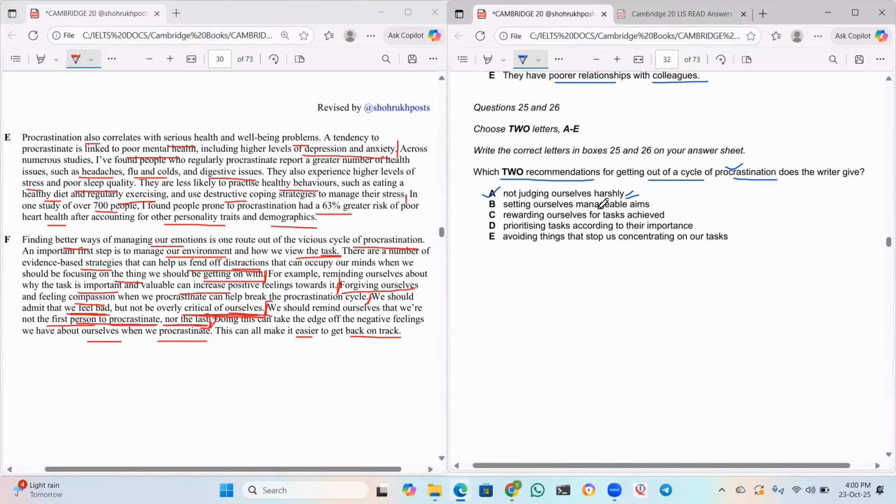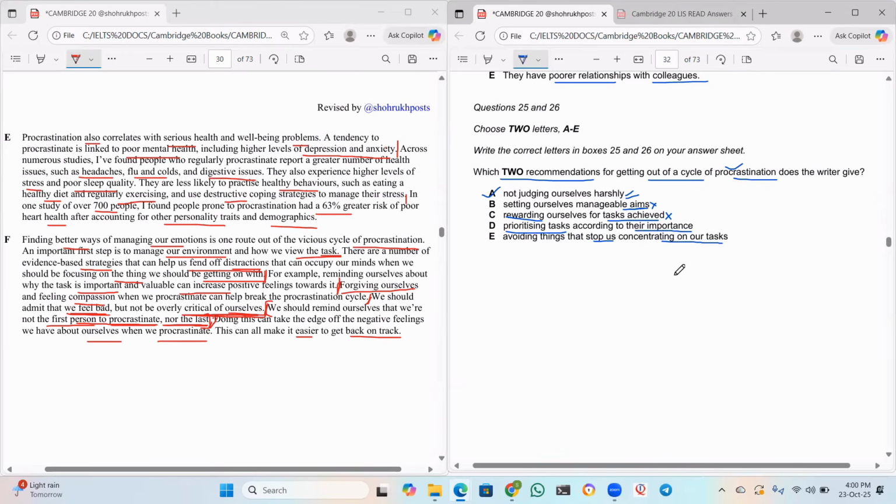Next, setting ourselves manageable aims. Did he talk about any setting of aims or goals? I don't think so, sir. This is not matching. Next, rewarding ourselves for tasks achieved. Rewarding means giving ourselves any gifts, something like that. No, he doesn't talk about this. Next one, prioritizing tasks according to their importance. Okay. Next, avoiding things that stop us concentrating on our tasks.